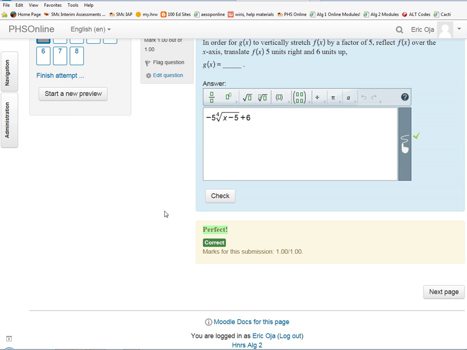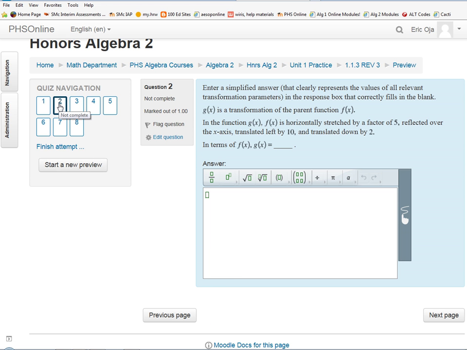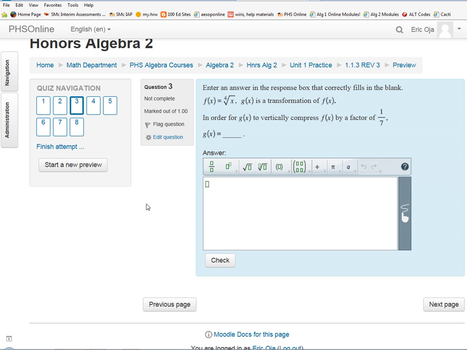First try. How about that? Okay, let's see. Anything else here? This one is the same deal, only it's not a specific problem, right? So we're just going to write this literally. g of x is going to be written in terms of f of x. We don't even know what f of x is. Same idea, though.